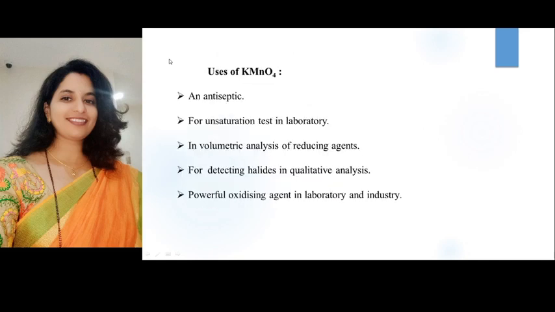What are the uses of potassium permanganate? It is used as an antiseptic. It is used for unsaturation test in laboratory, in volumetric analysis of reducing agents, for detecting the halides in qualitative analysis, and it is used as a powerful oxidizing agent in laboratory and industry.